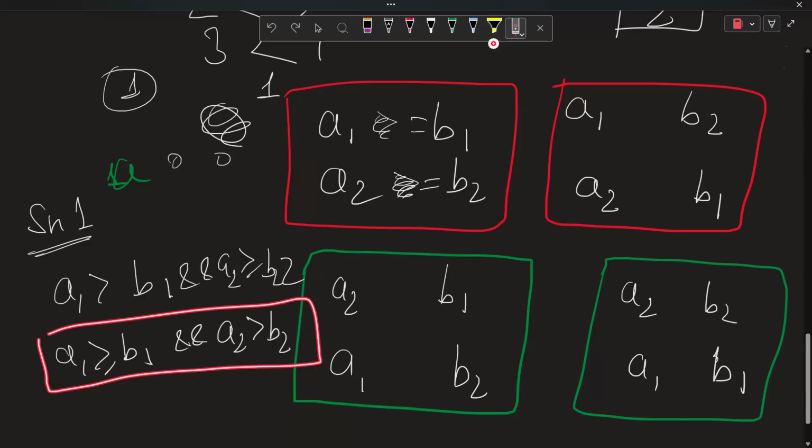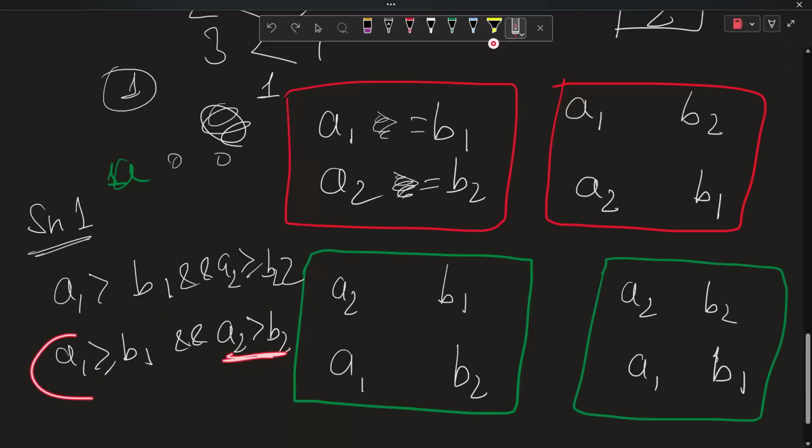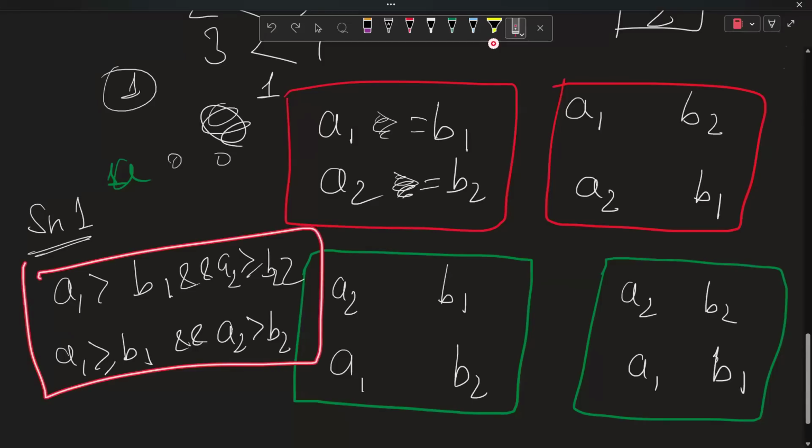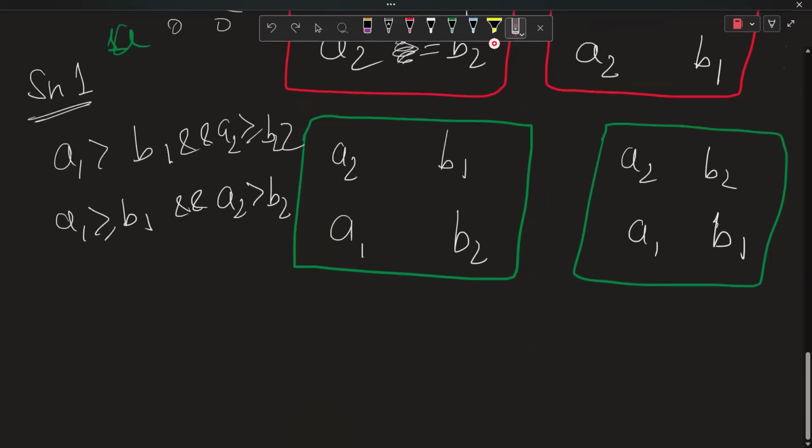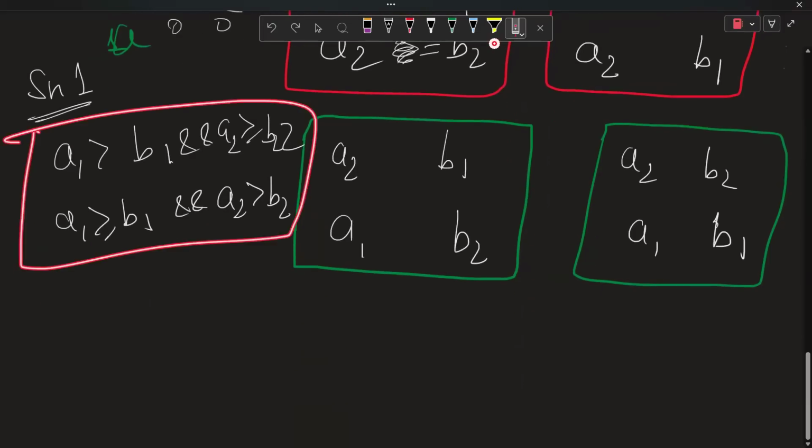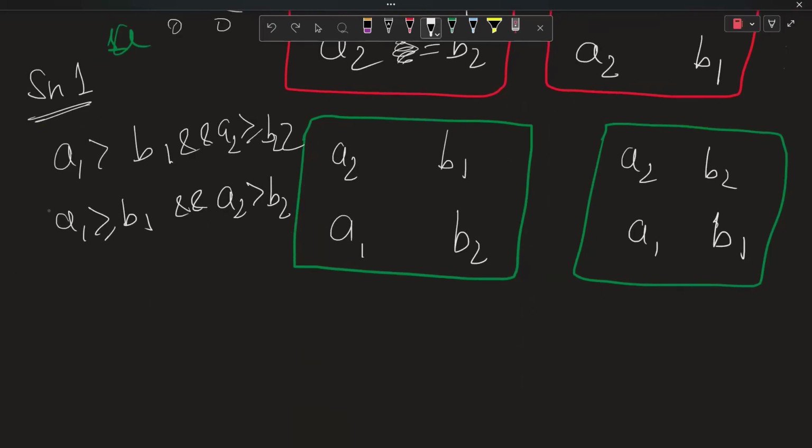Or this happens where A2 is greater than B2, so player 1 wins one of the rounds, and in the other round he either wins or draws. It doesn't matter. Okay. But if he wins one round and loses another round, then again it would be a tie. So he would not win. So for him to win, he needs to win one of the rounds and draw one round, or win both rounds. Okay, so this is the condition we can write for player A to win in scenario one. In the same way, for scenario two, what can we write.